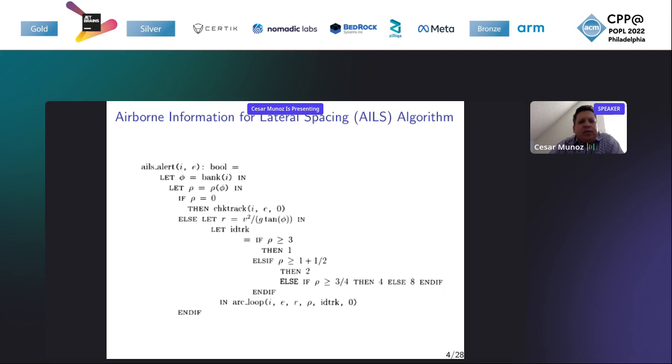And the algorithm returns a Boolean. The I is the trajectory of the intruder, or the on-chip, and the E is the evader, the other aircraft, and the Boolean that it returns is true if there is an issue, if there is an alert, of course. If the alert is not issued, it returns false. So that was the algorithm.